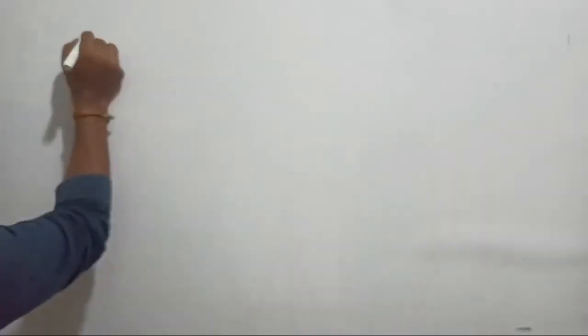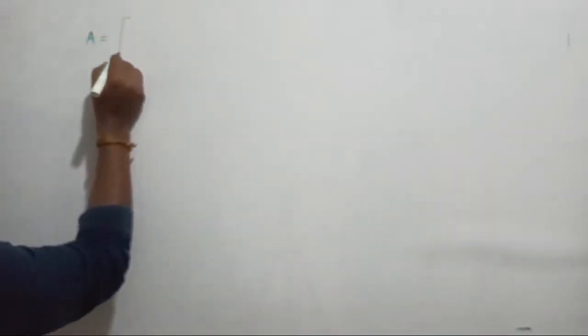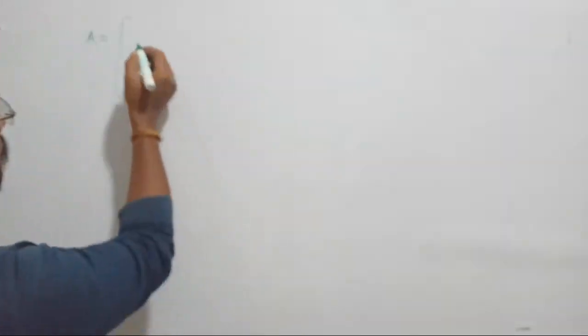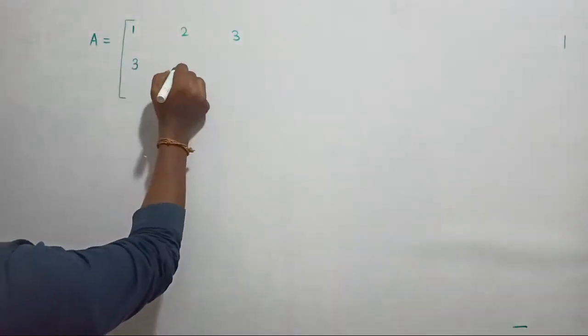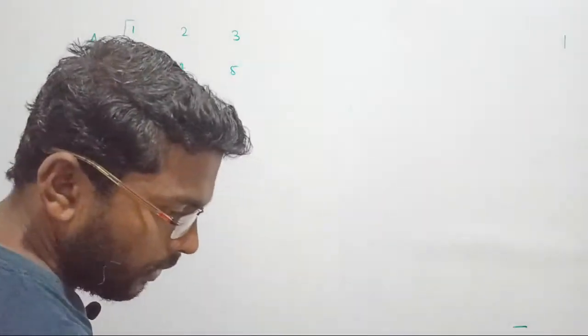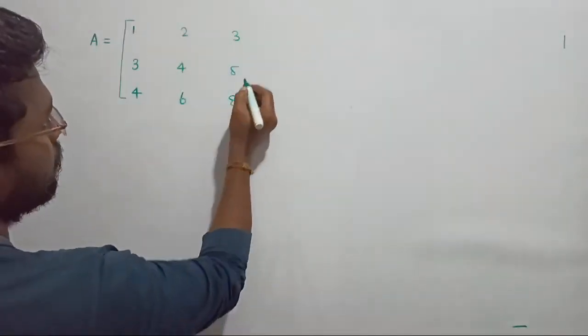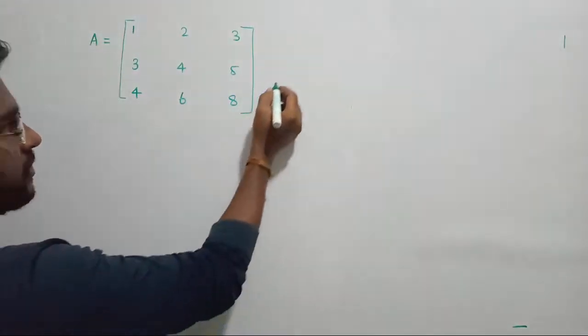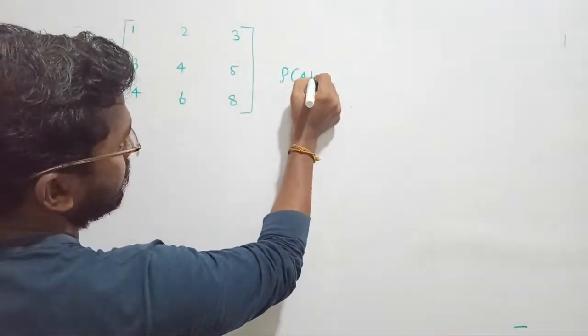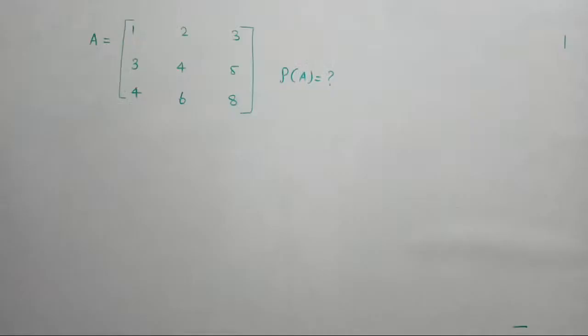Let me draw one more line. Okay, fine. Let's start. The first question is, the rank of matrix A is what? Matrix A is given as 1, 2, 3; 3, 4, 5; and 4, 6, 8. This is the given matrix. The question is, what is the rank of the matrix? So we have to find the rank of the matrix for the given question.